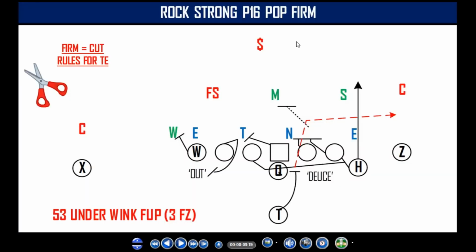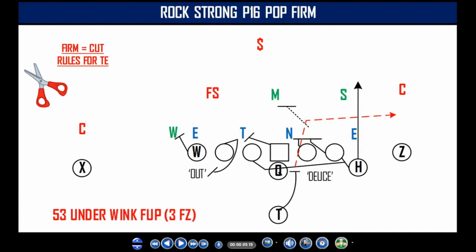Okay, you got all kinds of variations of this, including firm. Okay, our first look at firm. Firm is a backside tight end attach. So up here we have 16 pop. So 16 is going to the right. We have firm backside. Okay, so firm is cut rules for the tight end.